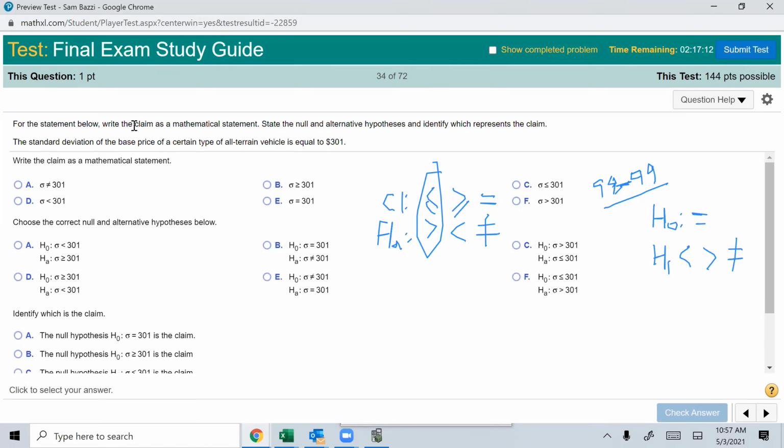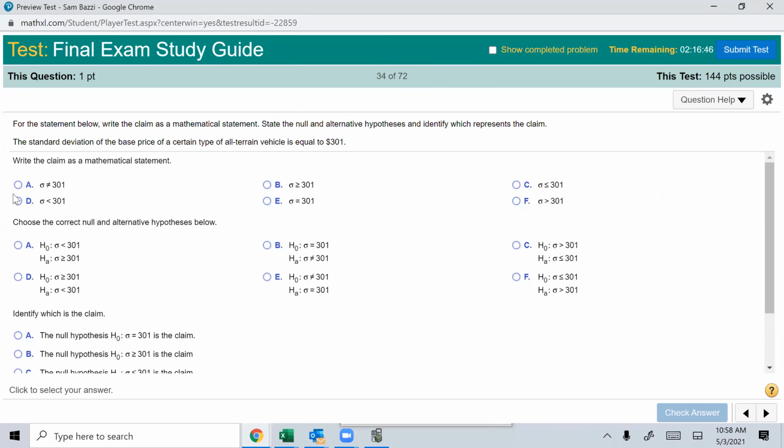For the statement below, write the claim as a mathematical statement. State the null and the alternative hypothesis. The standard deviation of the base price of a certain type of all-terrain vehicle is equal to 301. So do you guys agree with me? It's going to be equal and not equal to. For both groups, it doesn't change here. So equal and not equal to.